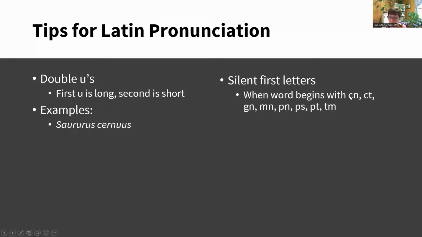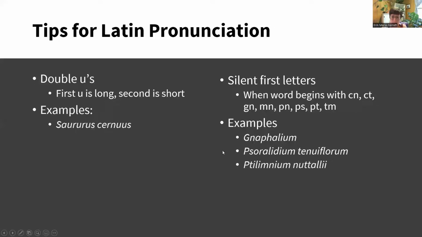And then we have examples of when we have silent first letters. So when you have any of these pairings together, if it starts the word, the first letter is silent. If it's in the middle of the word, you would pronounce both of the letters, okay? So Nephalium, Sorelidium. This one, we have a PT at the start, so the P is silent, but we have an MN in the middle, and we say both the M and the N. So Telimnium nutalii, Telimnium nutalii.